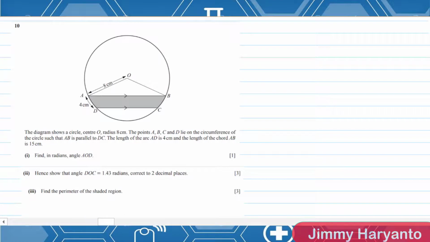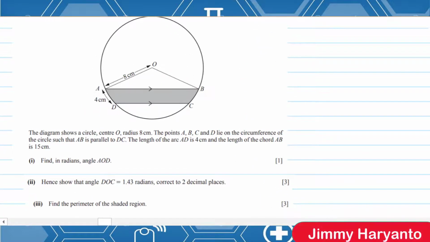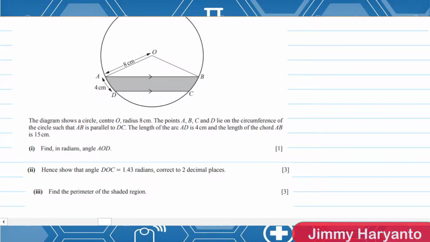8III. Next, for number 10, the diagram shows a circle, center O, radius 8. The points A, B, C, D lie, blah blah blah. Pokoknya gambarnya itu dari present itulah ya. And then the radians of angle AOD.